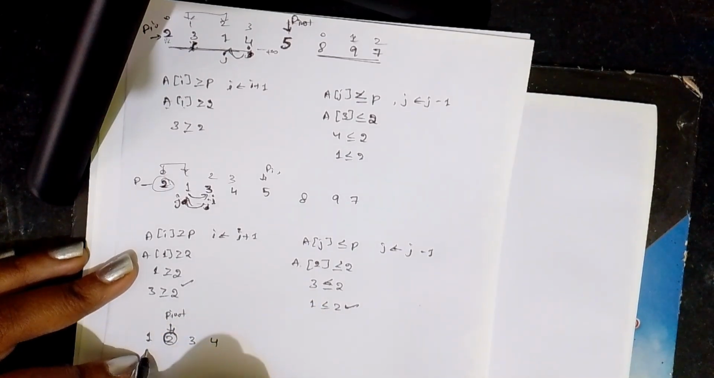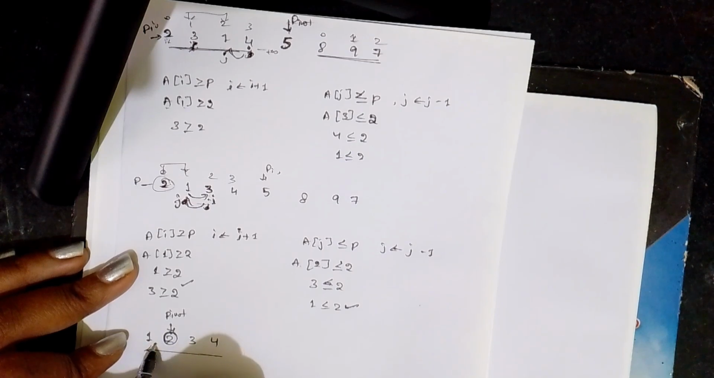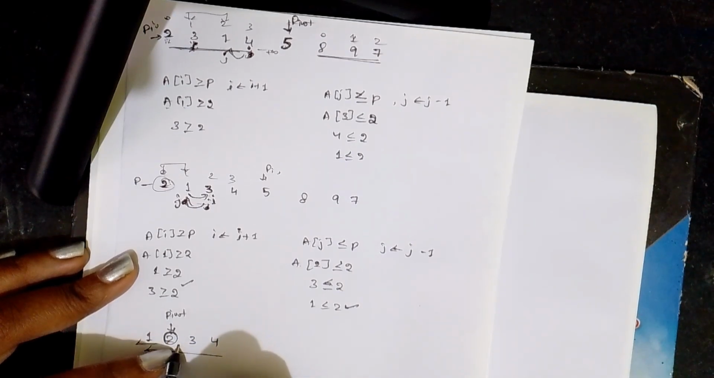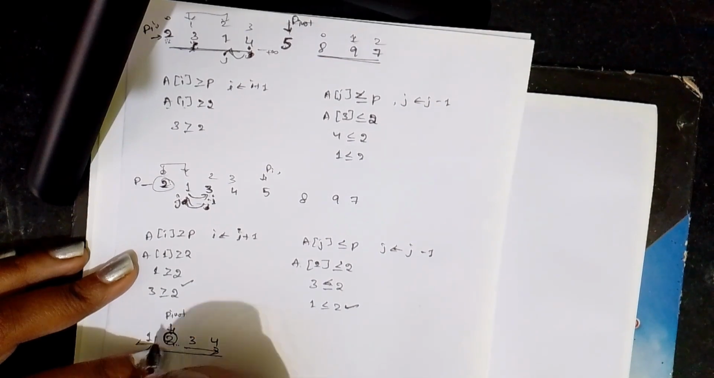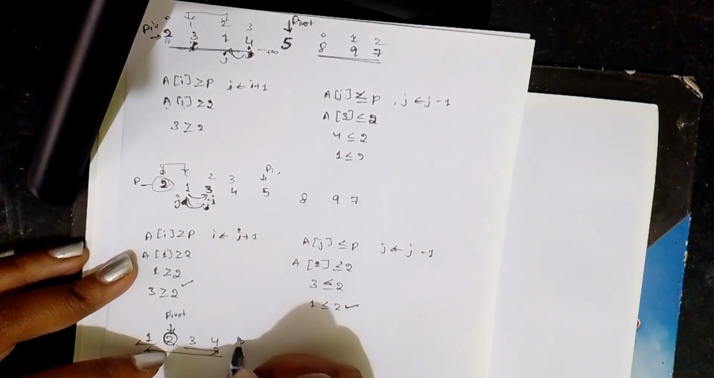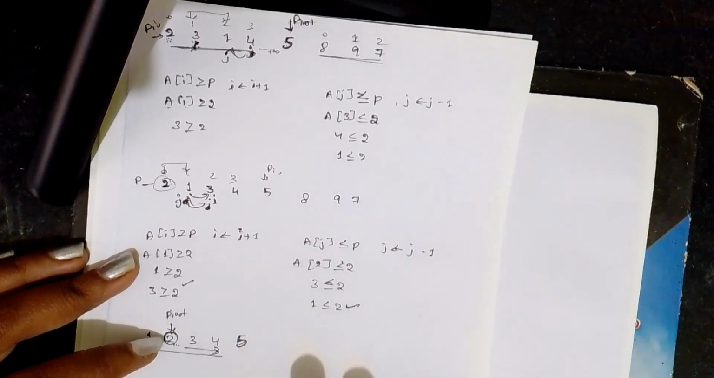Now you can see that these elements have been sorted. You can see the elements which are smaller are at the left side, and the elements greater than this pivot element are at the right side. Right? So it has been sorted. Now this part we have to solve. This will be at its place only.